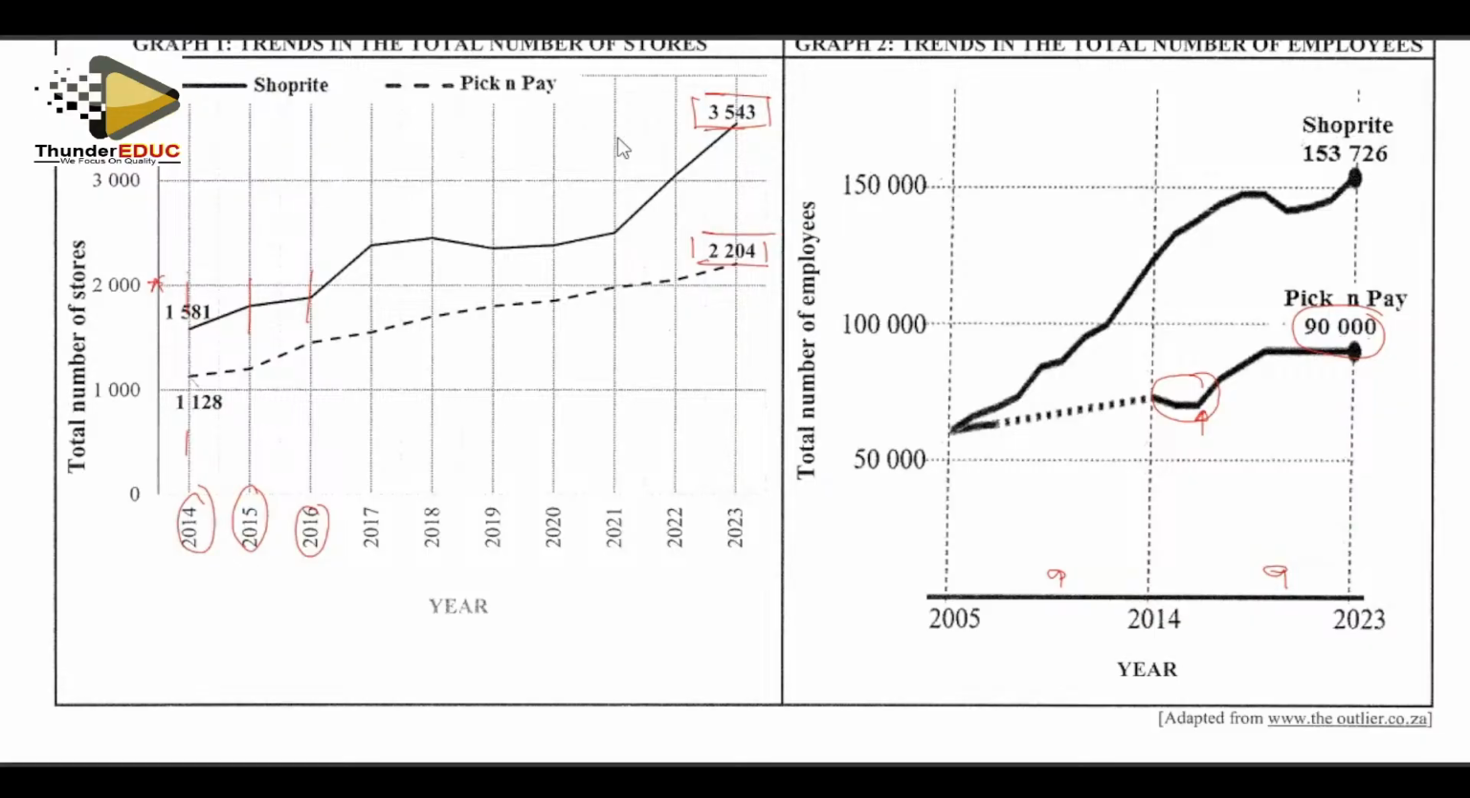So out of how many years? Out of 1, 2, 3, 4, 5, 6, 7, 8, 9, 10. So out of the 10 years, we have 3 out of 10. But they said as a percentage, multiply by that. So the answer became 30%.